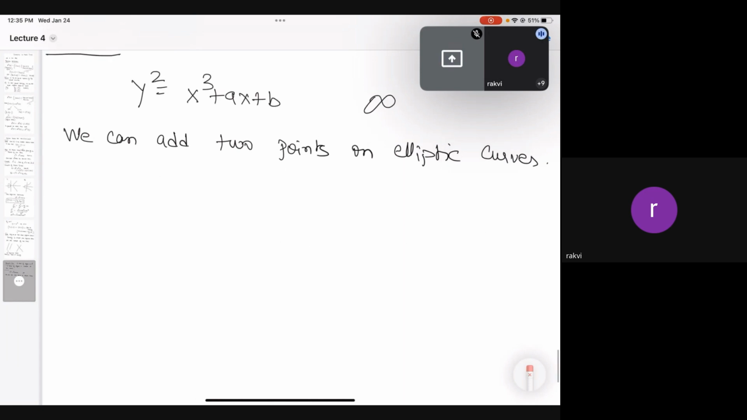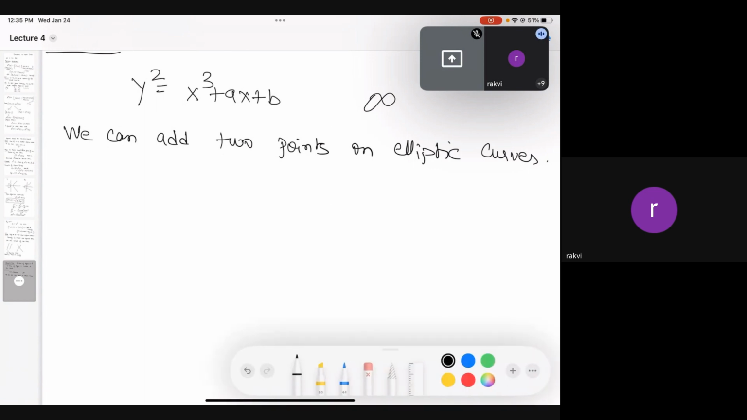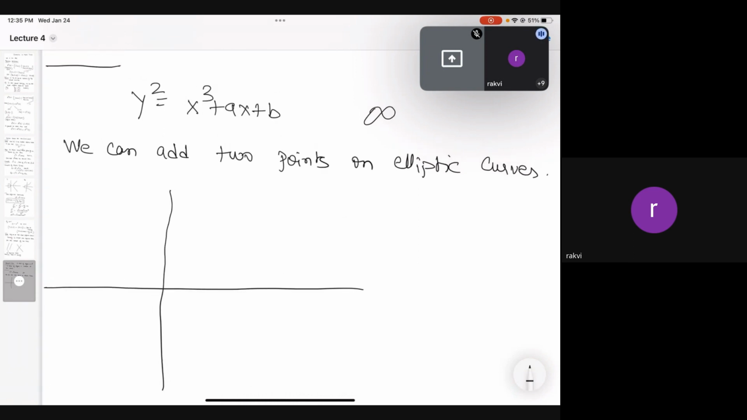And how does this addition work? Let me try to explain it visually, and then we will see how to write down equations for it. So going back to our figure, let's say our elliptic curve looks something like this.